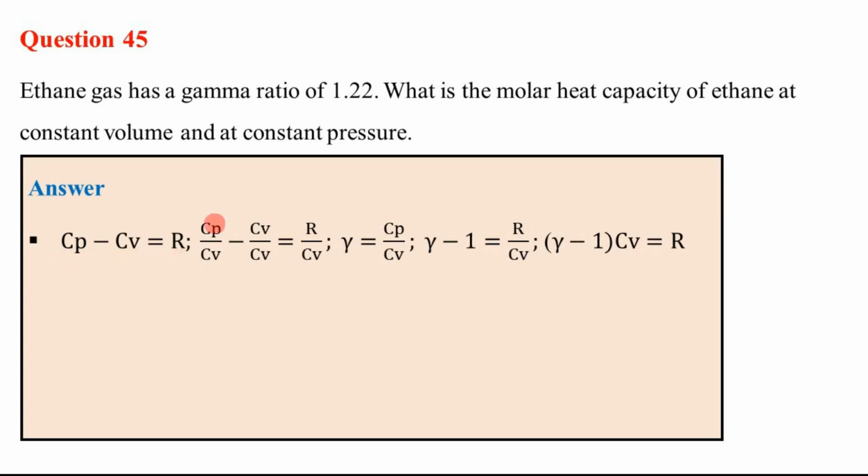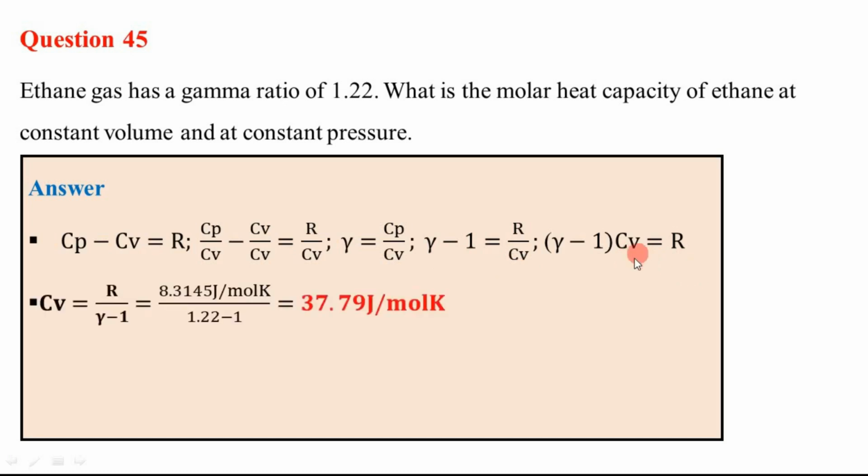we get CP over CV minus CV over CV equal to R over CV. Then we know that gamma is equal to CP over CV, so this is replaced by gamma. That means we get gamma minus 1 equal to R, the gas constant, over CV. That means gamma minus 1 times CV is equal to the gas constant. We can get then the CV. CV is equal to the gas constant dividing with gamma minus 1.